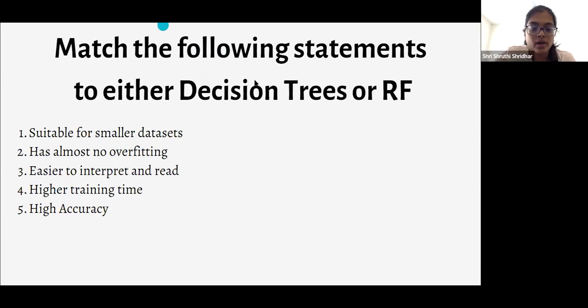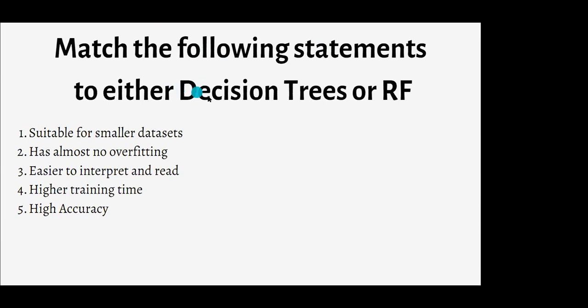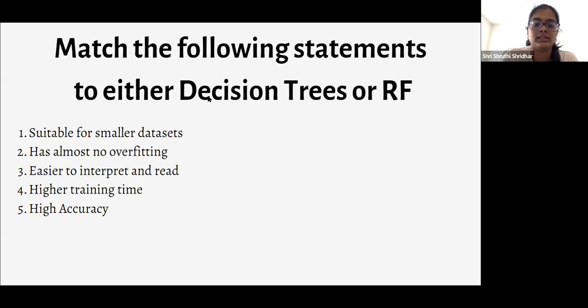Sorry. So now what we want to do is there are 10 items there, right? So first, let's match a few of these statements, 5 of these statements, to decision trees. Which of these characteristics do you think pertains to decision trees over random forest? So let's have 2 minutes for this one.